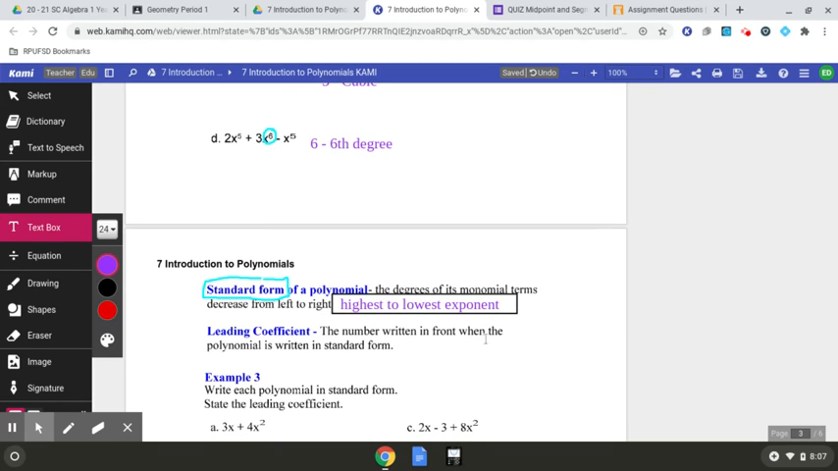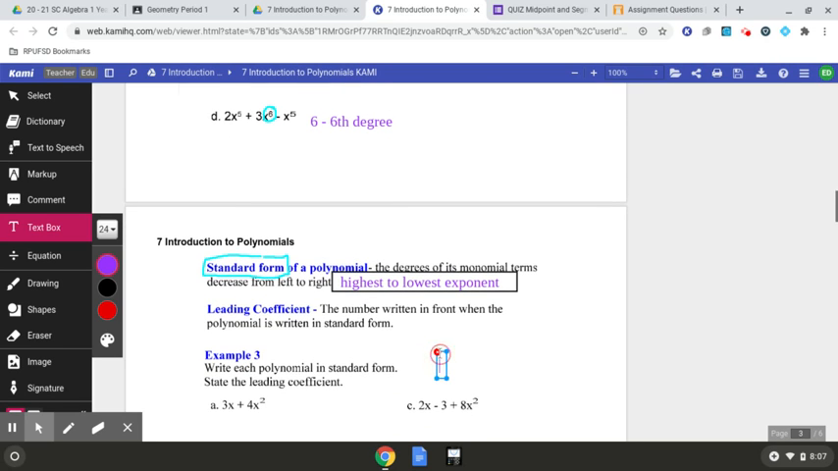Okay, once you're in standard form, you can find something that we call a leading coefficient. And think of what a leader is. He's in the front, right? So a leading coefficient is just the number written in the front, right? It's the number in the front where your polynomial is written in standard form. So we're going to try this. We're going to write each polynomial in standard form first, and then we're going to state its leading coefficient.